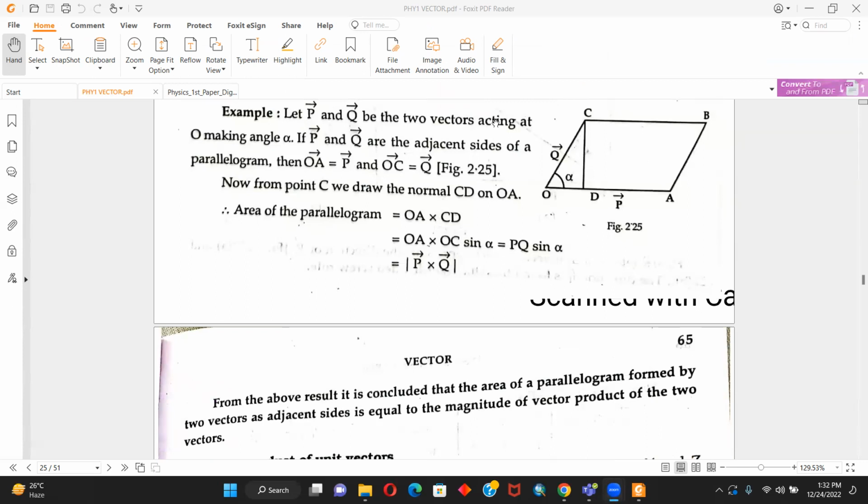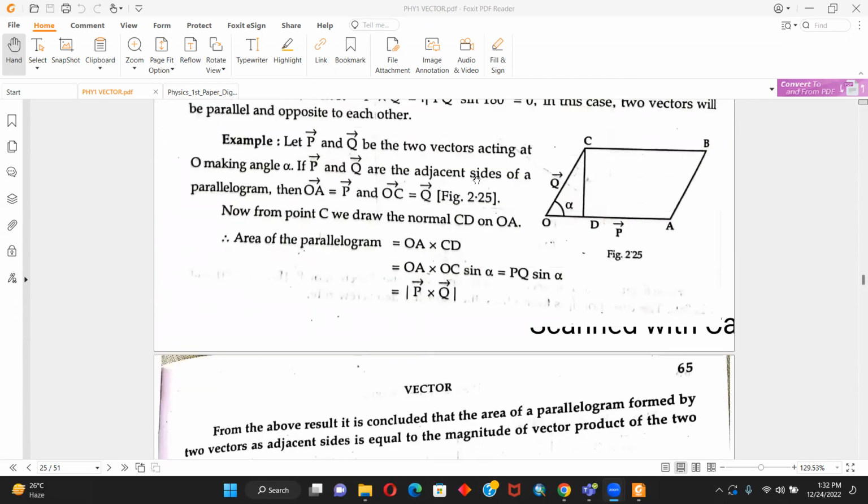Let P vector and Q vector be the two vectors acting at O and making an angle of alpha. So they have developed a proof. Take the adjacent sides of a parallelogram, where OA vector equals P vector and OC vector equals Q vector. Now from point C, they have drawn a normal. Normal means a 90-degree angle, perpendicular. The normal CD on OA. Area of the parallelogram is OA times CD. You know the formula for calculating the area of a parallelogram.